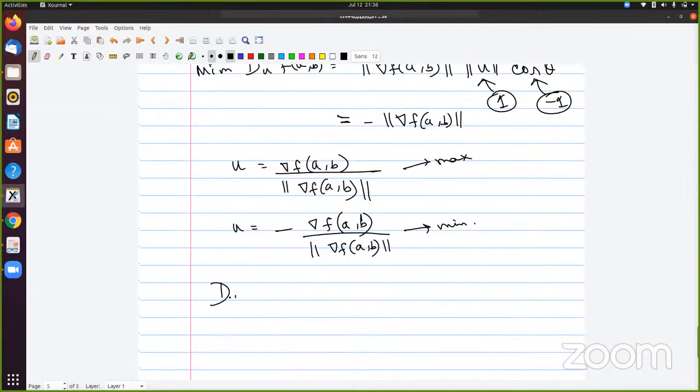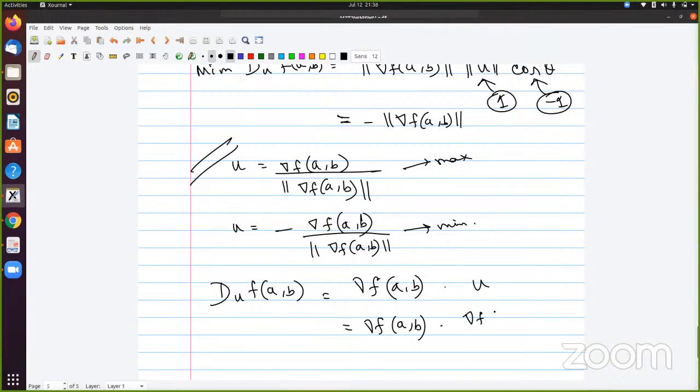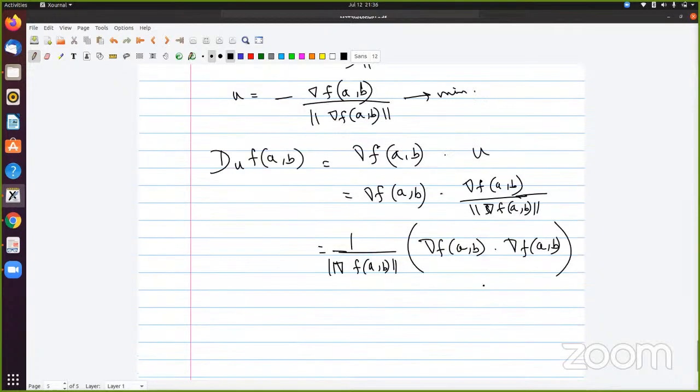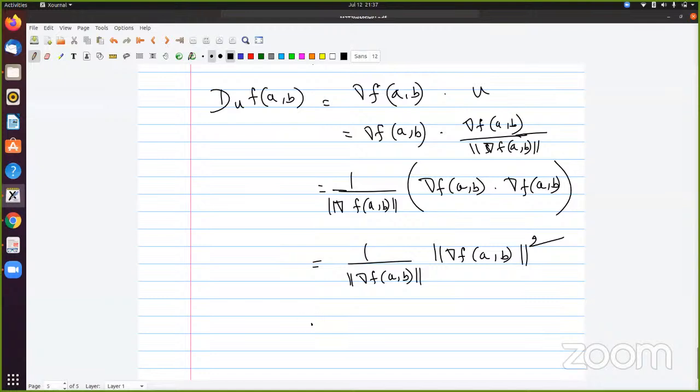Now you can check again. If I write dfab along this direction, this vector, this is grad of fab dot u. Now grad of fab dot grad of fab by norm of grad of fab. Now this below is a constant, right? So it will come outside. And here we got FAB dot FAB. So what does it mean? This is norm square, correct? And it cancels out because it is positive and non-zero. So this is the maximum value, right?